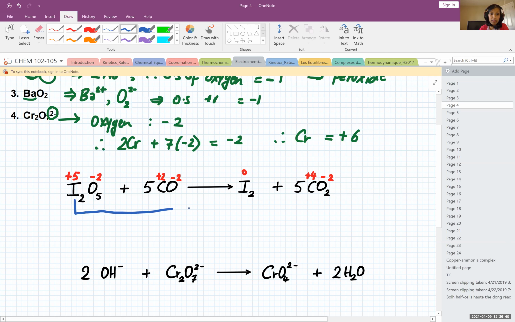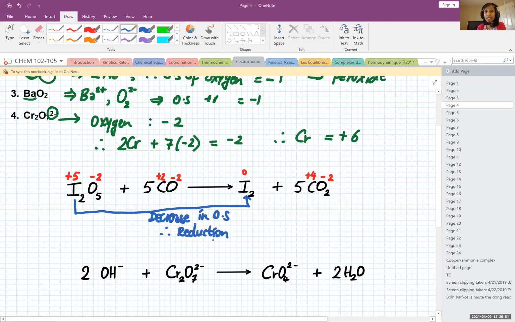Iodine went from being +5 to 0, so that's a decrease in oxidation state, therefore this is reduction. And if we look at the oxygen as well, it went from the oxide to the element, so a decrease in oxidation state, reduction. For carbon, like I said, if there is reduction, there has to be oxidation as well. +2 to +4, that's an increase in oxidation state, therefore we have oxidation. Carbon is the element that has been oxidized in this reaction.